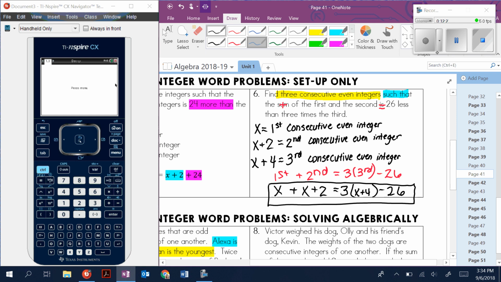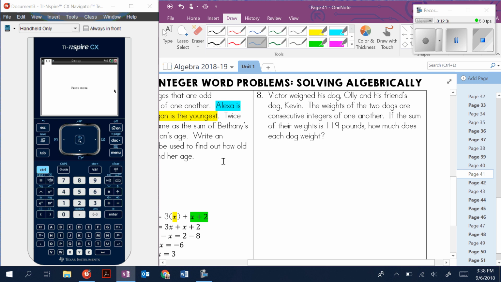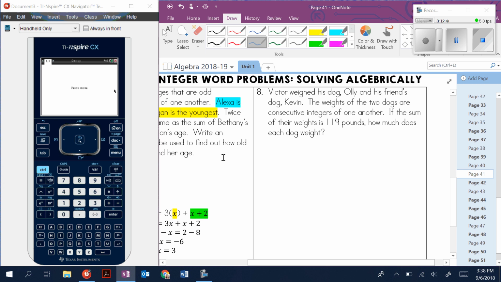Question number 6. Need another example? Check out question 5. All right, last question. Looks like we have to solve this algebraically according to up top here. 7 is a worked out example. Check it out if you need to. All right, Victor, he's weighing his dog Ollie and his friend's dog Kevin. Yay! The weights of the 2 dogs are consecutive integers of one another.